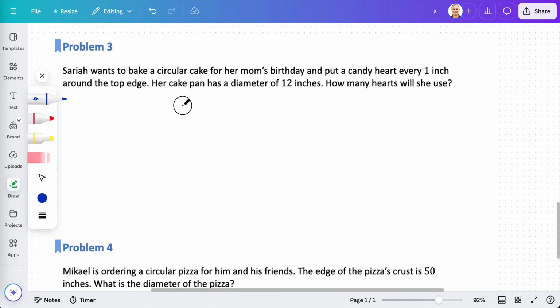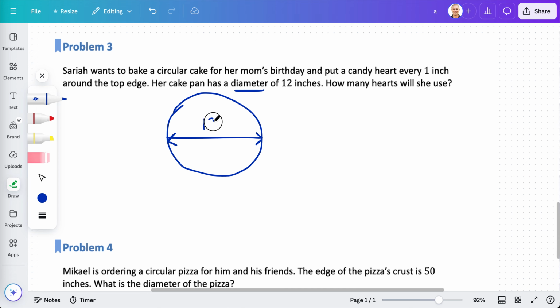So I'm going to assume that this pan is a circular shape because we have diameter. And so across here, that's going to equal 12 inches. Now, every 1 inch she wants to put a candy heart.